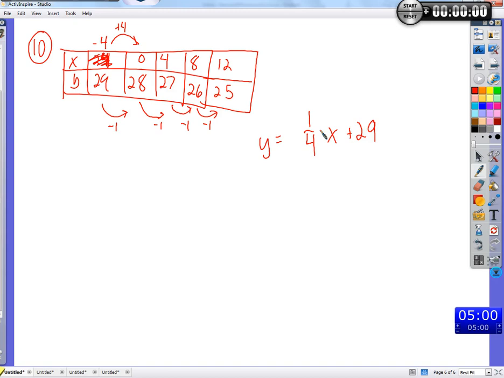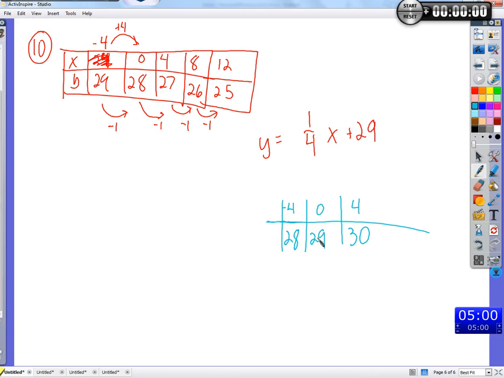So for negative 4, 0, we got 28, 29. Let's go one more. Let's look at 4. We'll put in 4. 1/4 times 4 is 1. 29 plus 1 is 30. It's right, but it's wrong. It's doing the right thing, but it's doing it in the wrong order. None of these numbers is right, right? This gets 28, this gets 29.